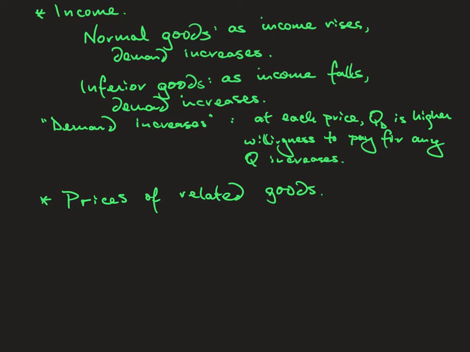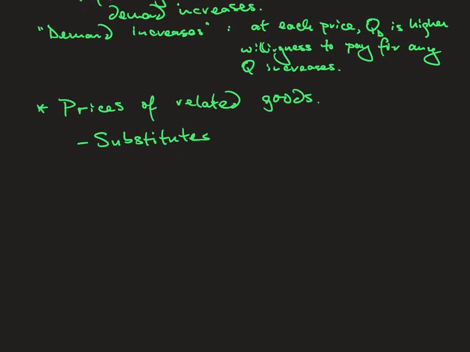Okay, we classify related goods into two types. Some are substitutes. The others are complements. Okay, substitutes, I'd say conceptually, the way to think about them is you want one or the other, but not both.